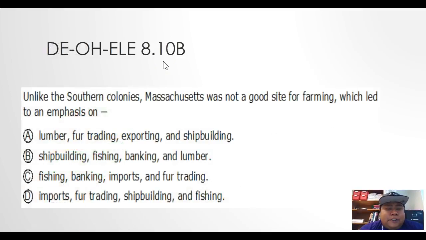Okay, this is your DOL. Try to see if you can figure this one out on your own. See what you get. All right, and we're done.